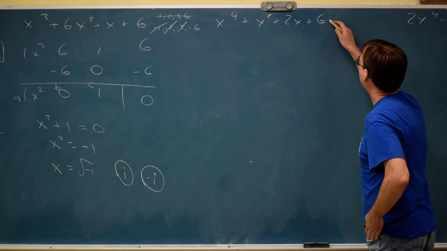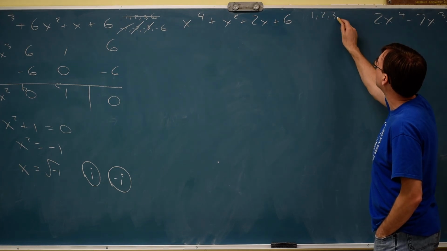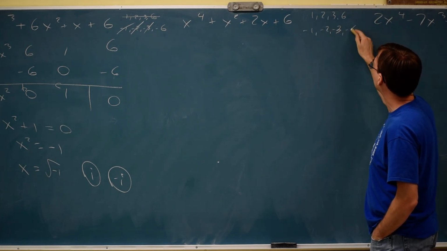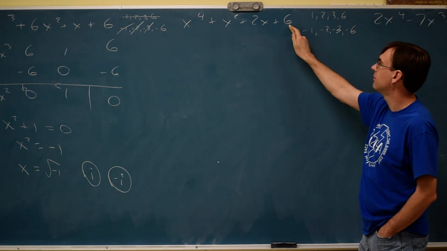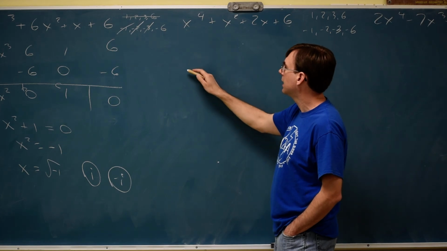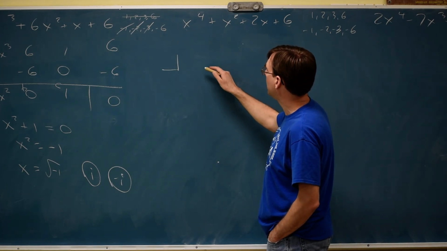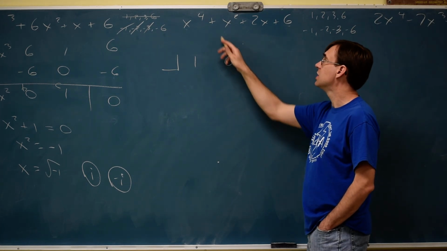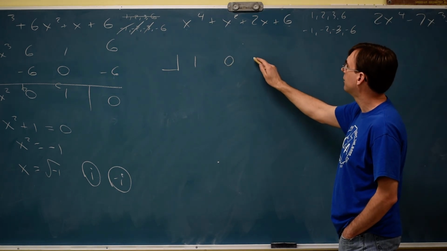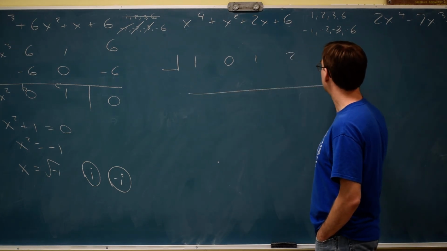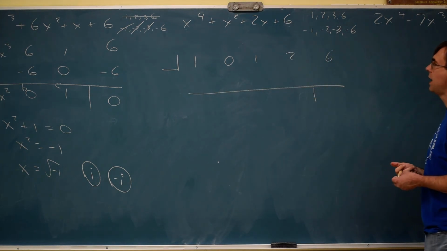For this problem, I have the same stuff going on. 1, 2, 3, 6. -1, -2, -3, -6. Because I have the same numbers at the end as before. I had a 1 at the beginning as before. So I'm going to need to make a guess. 1. I need to remember to put a 0 for the x cubed that wasn't there. 1, 2, 6, stop, synthetic divide.